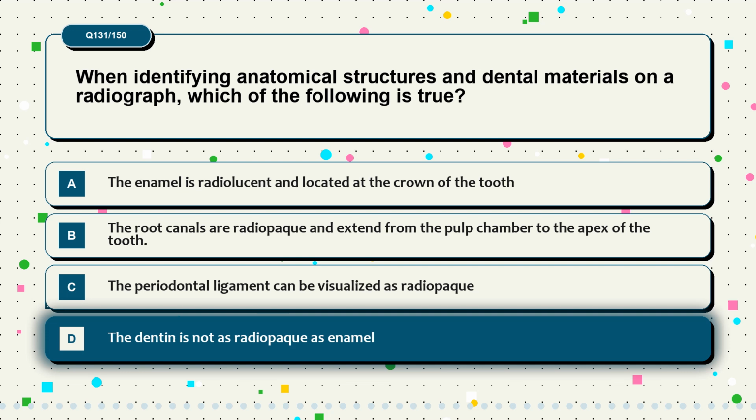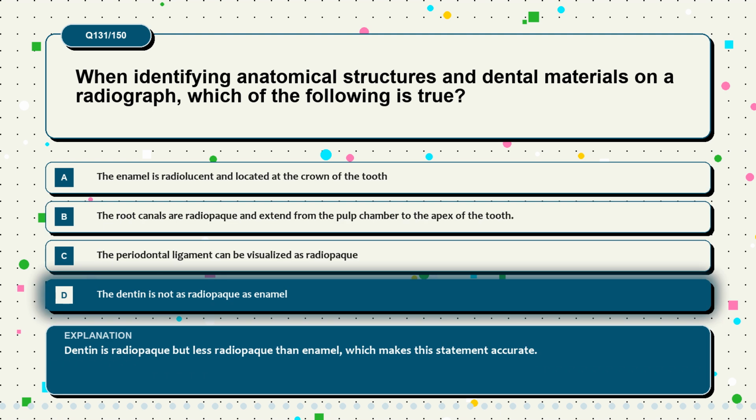The correct answer is option D. The dentin is not as radiopaque as enamel. Dentin is radiopaque but less radiopaque than enamel, which makes this statement accurate.